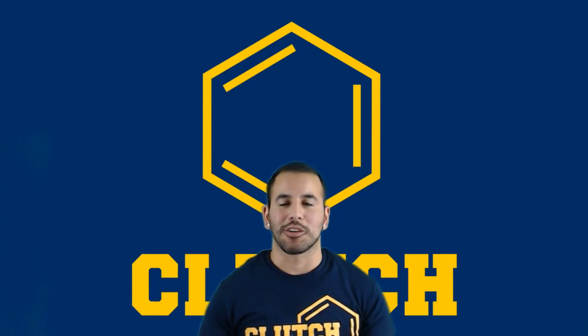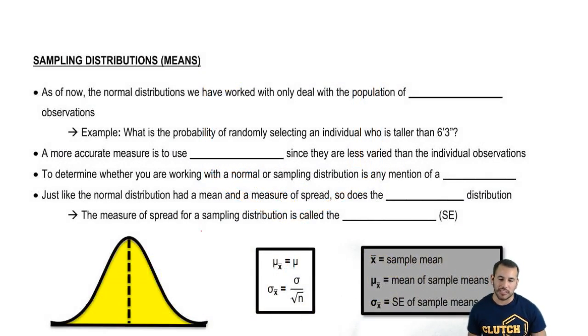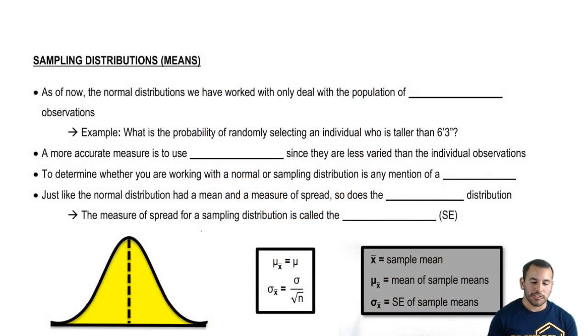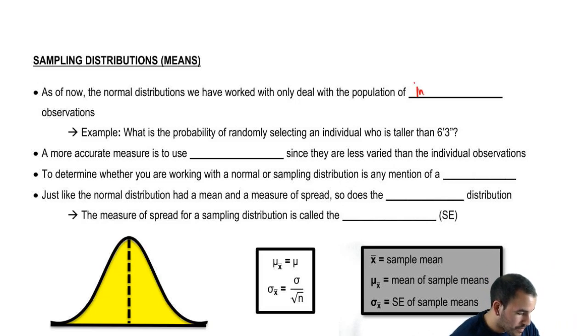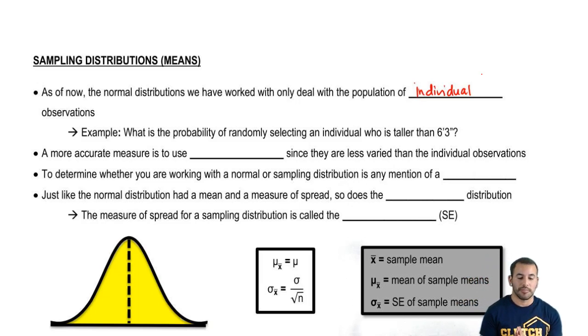Hey guys, so we just finished talking about normal distributions. Let's go ahead and jump into sampling distributions. So in particular for means, as of now, the normal distributions we've worked with only deal with population of individual observations. So for example, what's the probability of randomly selecting an individual who is taller than 6'3", right?